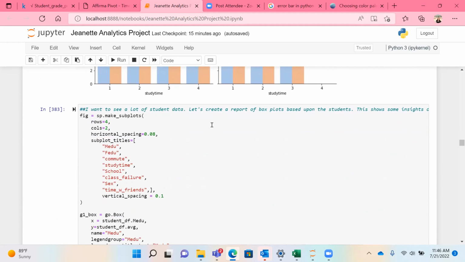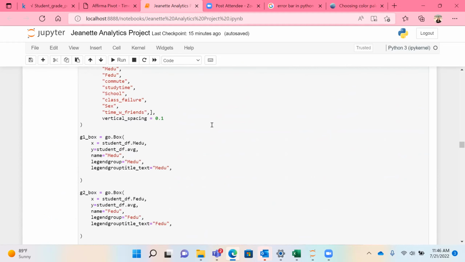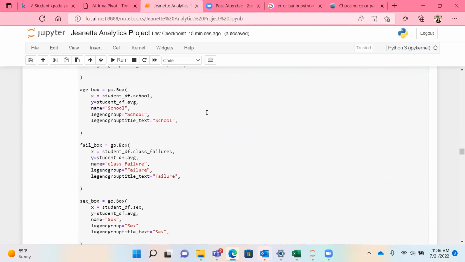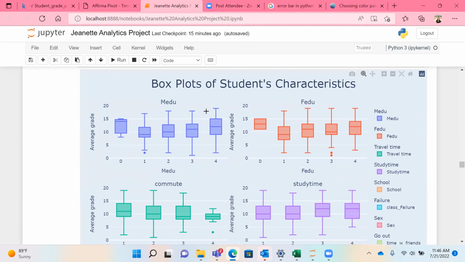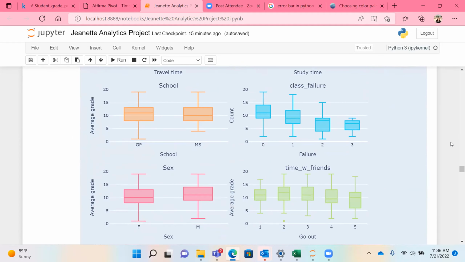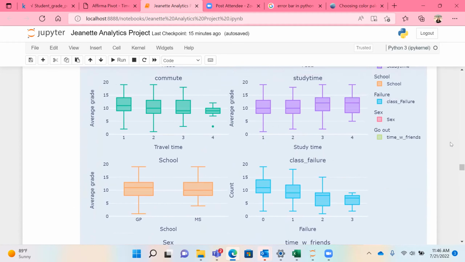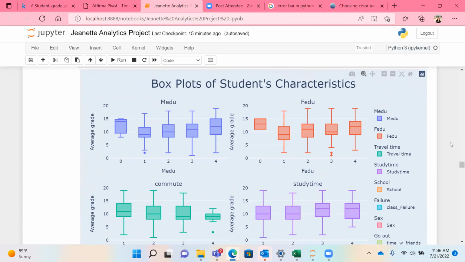So I wanted to see a lot of the student data. This is where I was talking about, I have a long line of code, but I decided to do box and whisker plots, and this was actually super cool. Google's awesome because I wanted to see if you can do a box and whisker, and I saw someone do something similar. So it shows the median of these values.